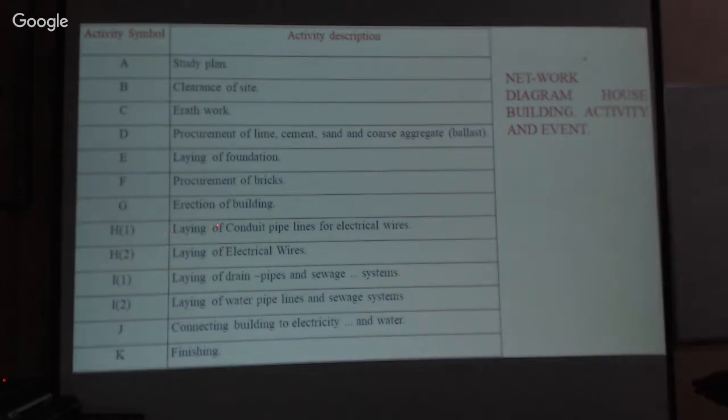And H1 is laying of conduit, that is pipelines for electrical wires, and H2 is laying of electrical wires, cabling. Then I1 is laying of drain pipes and sewage system, and I2 is laying of water pipelines. J is connecting the building to electricity and water. The last one, K, is finishing. Finishing means painting and clearing the site. Now these are the various elements.